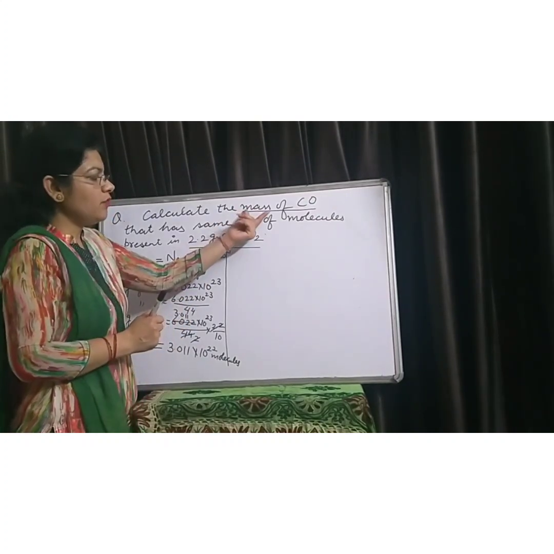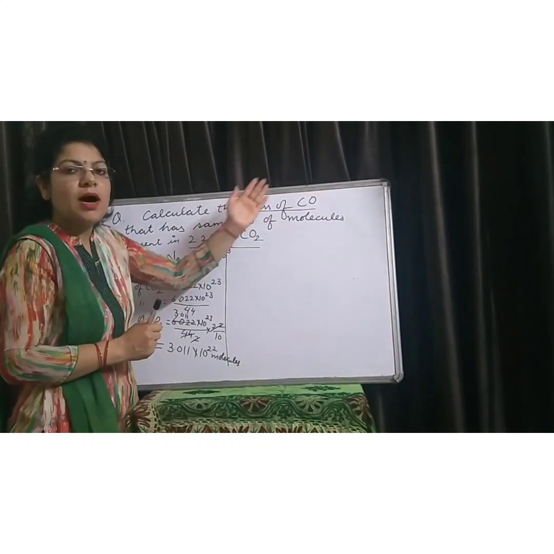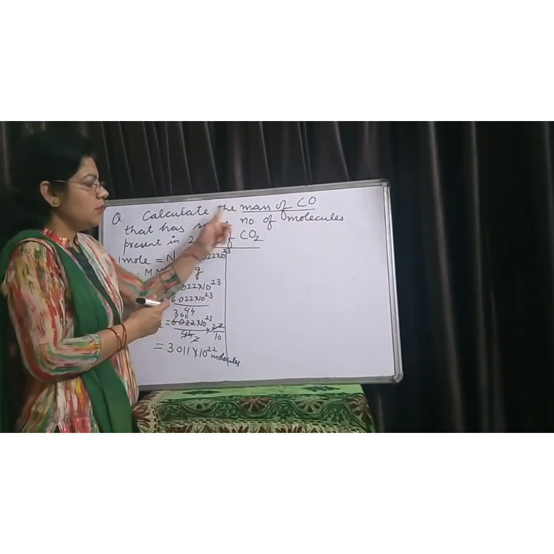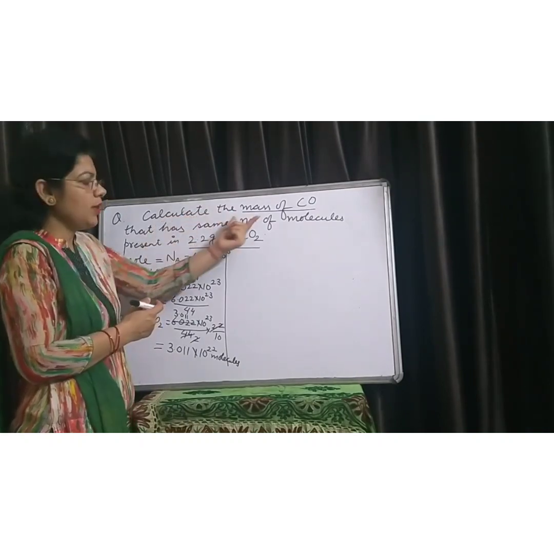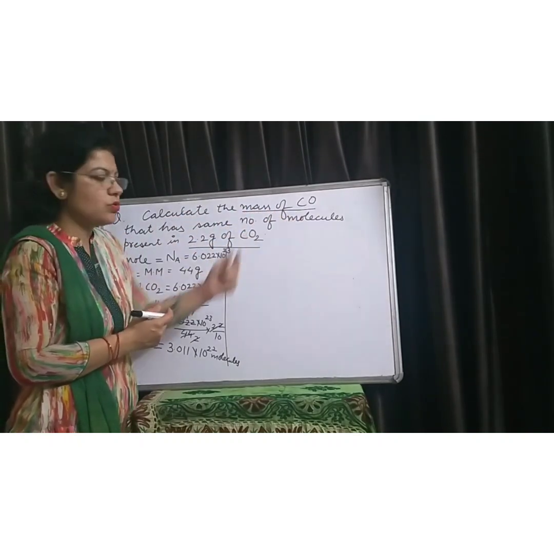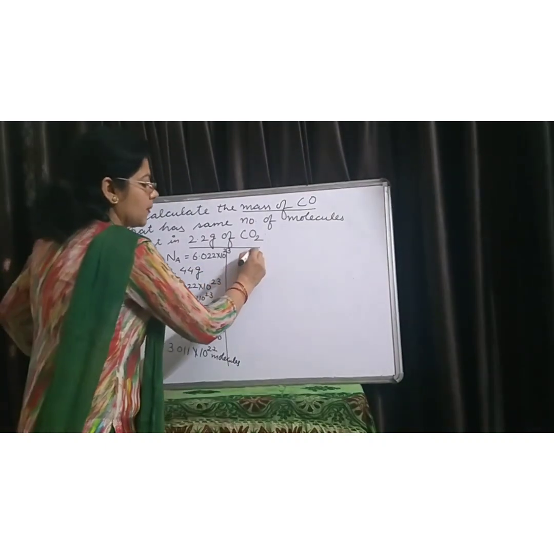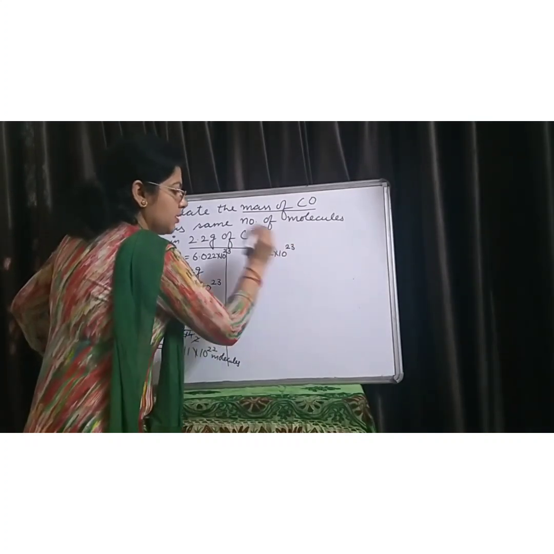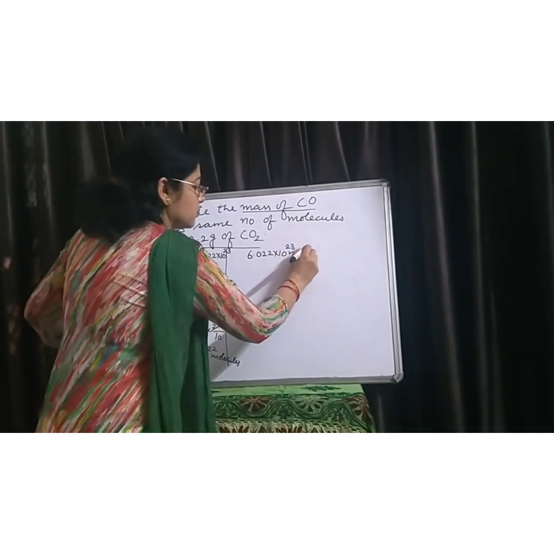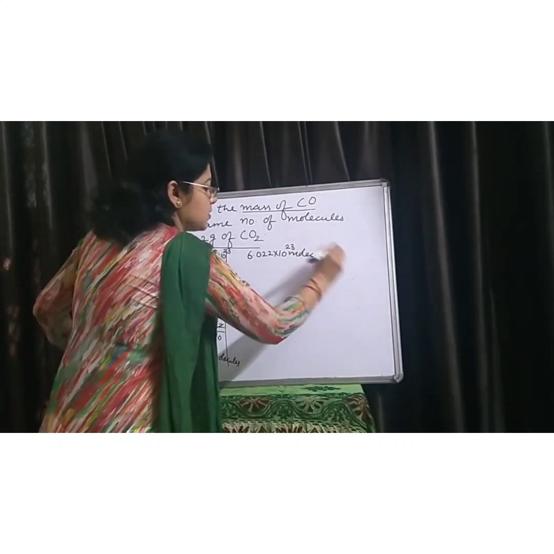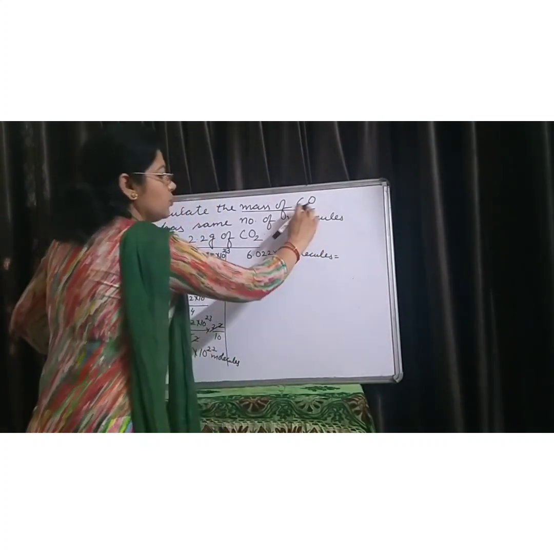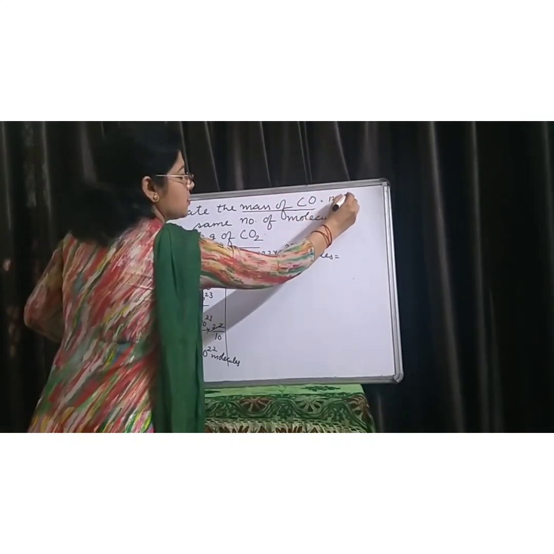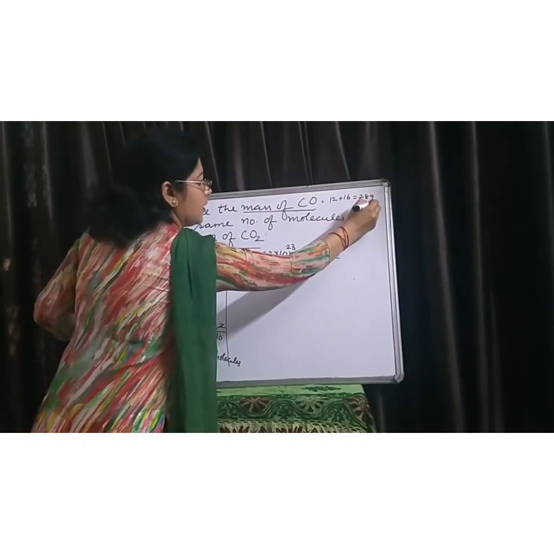In the second part we have to calculate the mass, so we put mass on the right side and number of particles on the left side, because in the second part we have to calculate the mass of carbon monoxide. So put the equation: 6.022 × 10^23 molecules has mass equal to the mass of carbon monoxide, which is 12 plus 16, that is 28 gram.